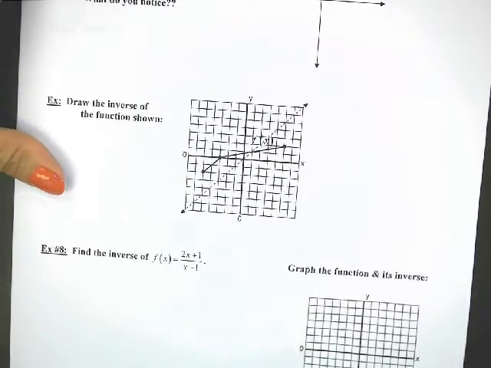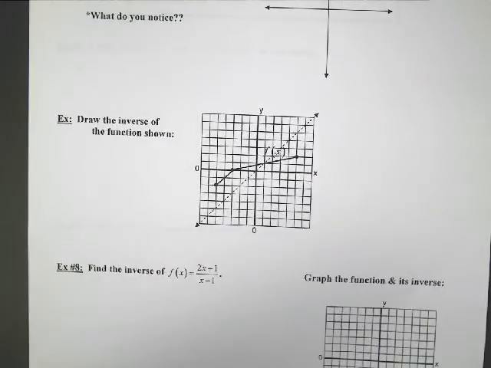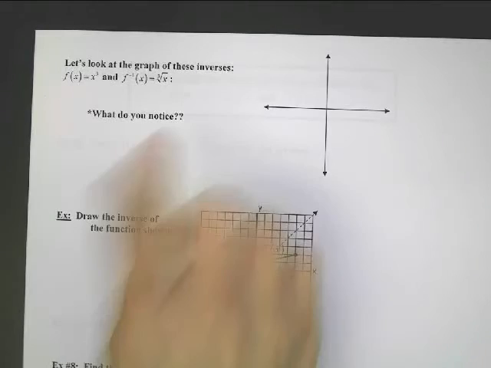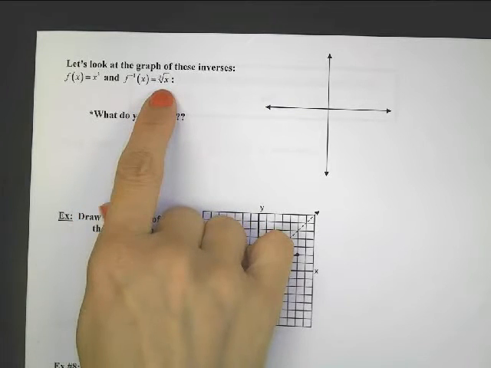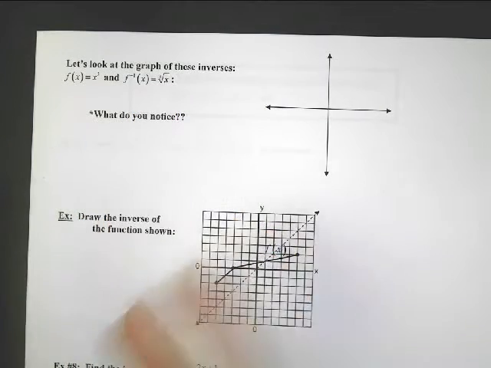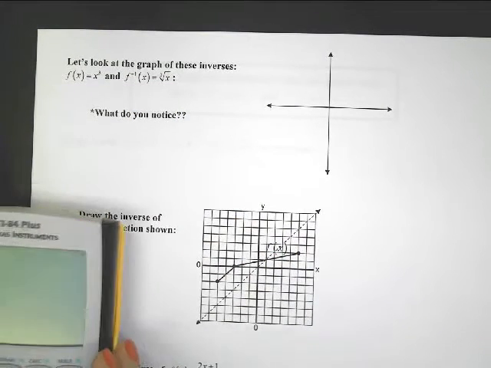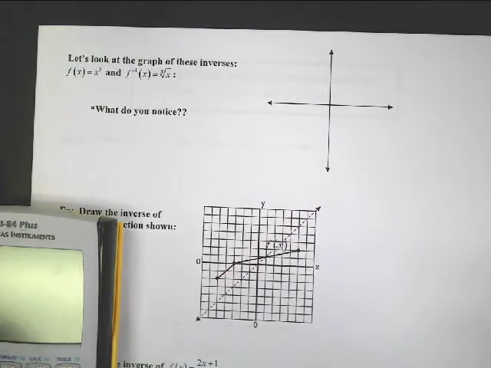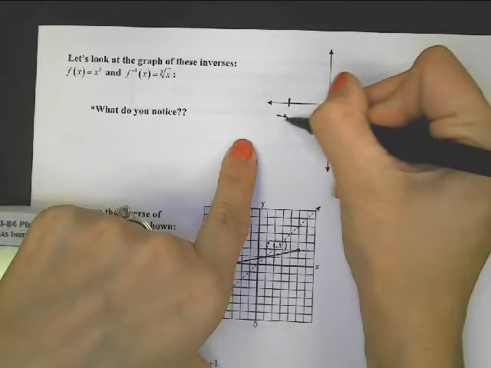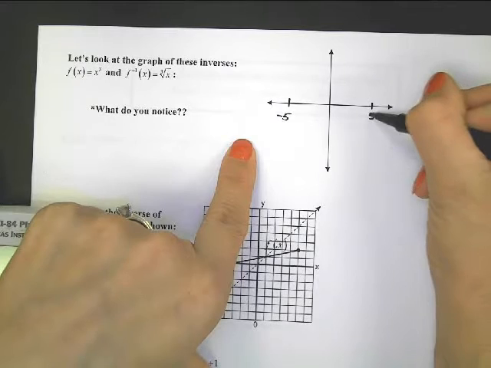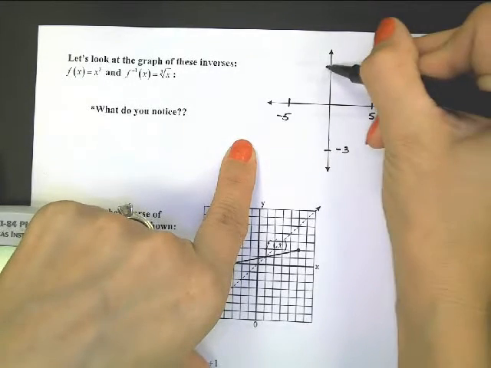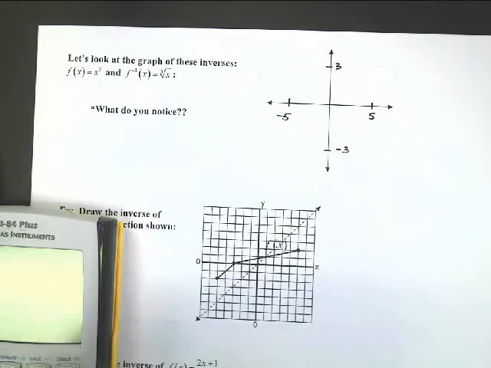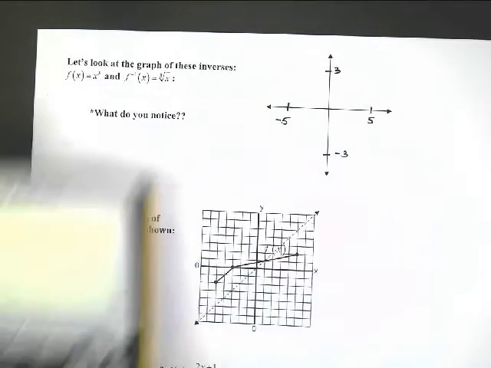Okay, let's take a look at some inverses perhaps in our calculator. They're telling us these are inverses. This is x cubed, and this is the cubed root of x. What I want you to do is use a window of -5 to 5, and the y scale -3 all the way up to 3. That's how zoomed in I want you to get.